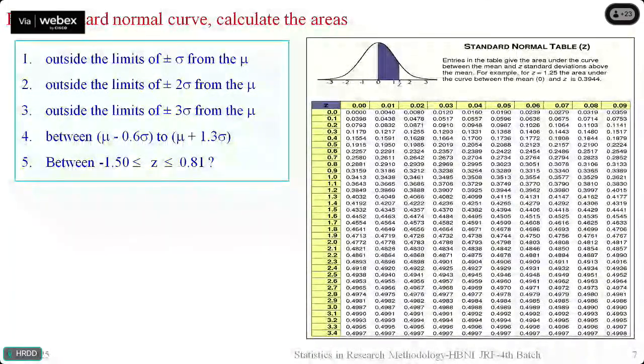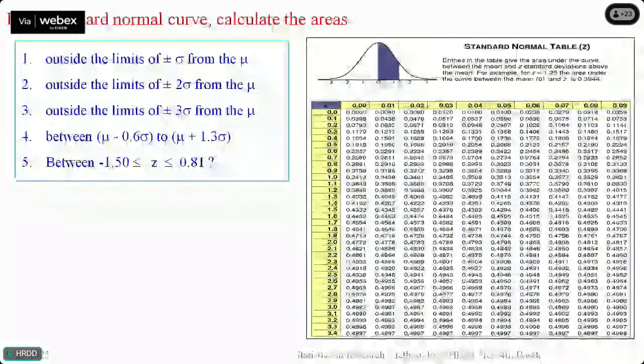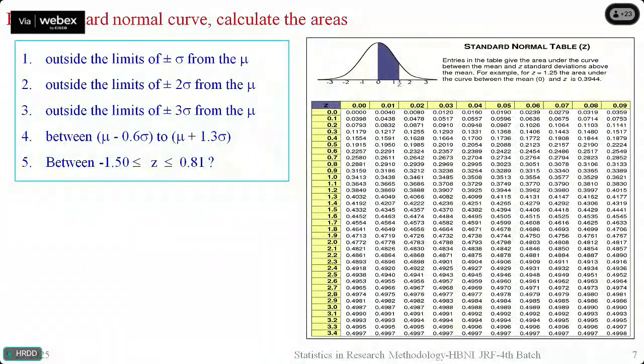So good. So now that you have understood how to read the Z table, the other things you can also do. When it is outside the limits of plus or minus 2 sigma, it is much easier. Once you have understood 2.25, how to read it, the rest of the things you can do. The third one is plus or minus 3 sigma. Understood? So all of you could read through.